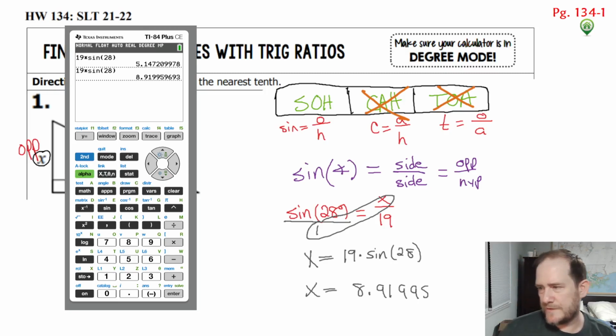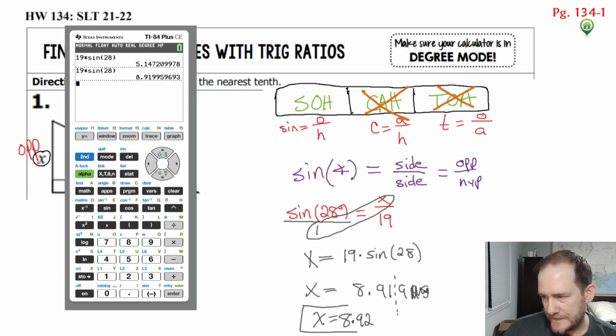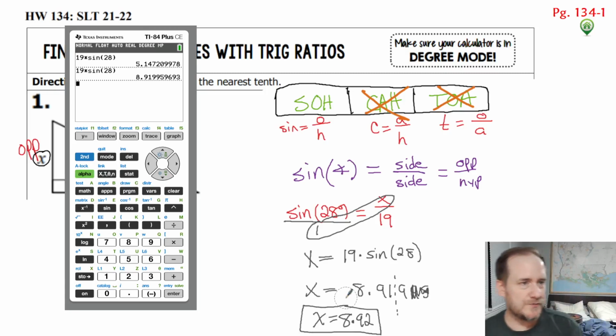So great. That means if we're rounding to 2 decimal places, then whatever number is in the third spot, that's the only one you worry about. And as long as it's 5 or bigger, then the number before it will round up. So instead of 91, it goes to 92. So x will be 8.92. And that's it. That's one problem down. Let's do more. Let's do a lot more.